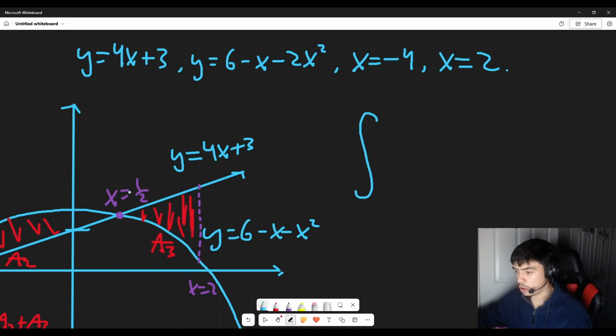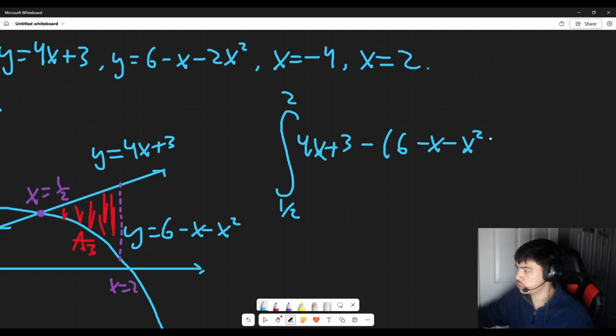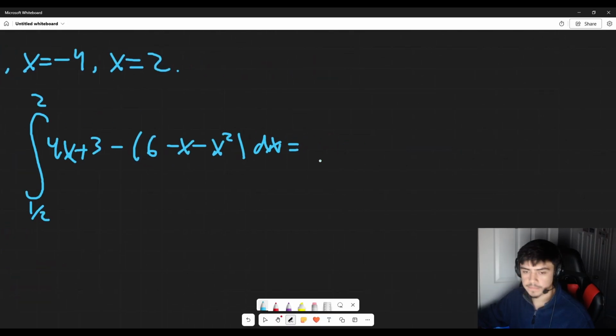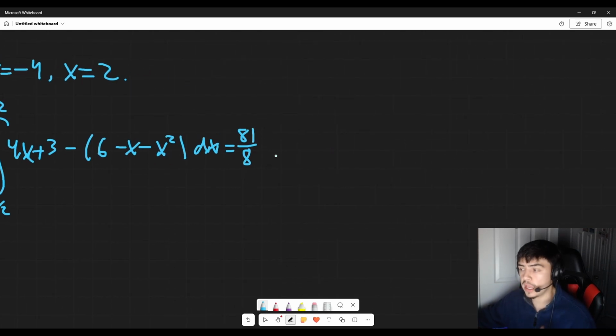We already know what our smaller bound is. It's 1/2. The top bound is x equals 2. Top curve is going to be 4x plus 3 minus our bottom curve, which is going to be 6 minus x squared dx. After solving this integral, we should have the area as 81 over 8. And this is our A3.